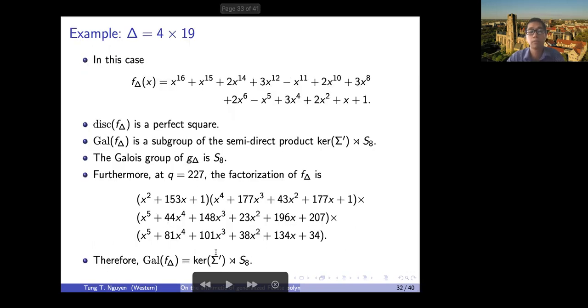So here I think I have one example. Let's take this particular example where delta equals 4 times 19. In this case, we check that the discriminant of f delta is a perfect square. So we know that the Galois group of f delta has to be a subgroup of this semi-direct product. And the Galois group of g delta is S8. In order to compute the Galois group of g, we just use the previous criteria. So we contain an n cycle, an n minus 1 cycle, and a 2 cycle. And at the prime number q, we go to this number, it has these factorizations. So we say that the Galois group of f has a product of 2 cycles and 4 cycles. So we conclude that the Galois group of f delta has to be exactly this subgroup. So this is a concrete demonstration of this. And as I mentioned earlier, this polynomial is irreducible over Z, but will be reducible over any prime number q.